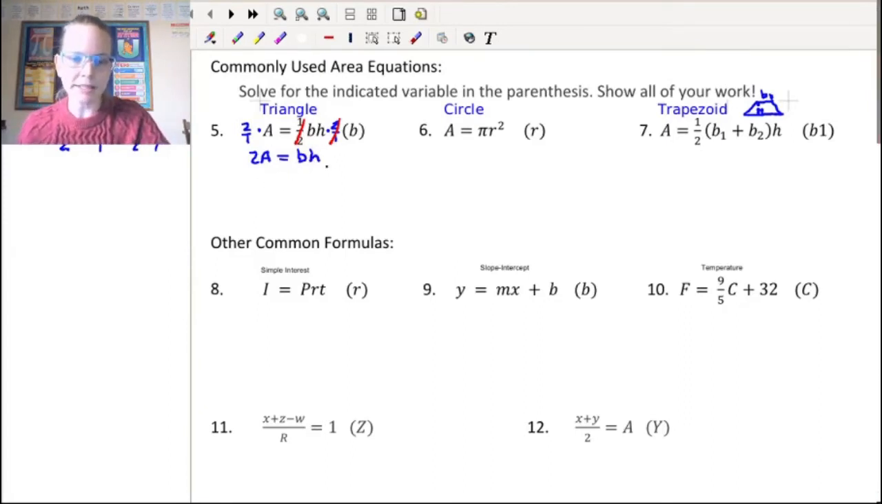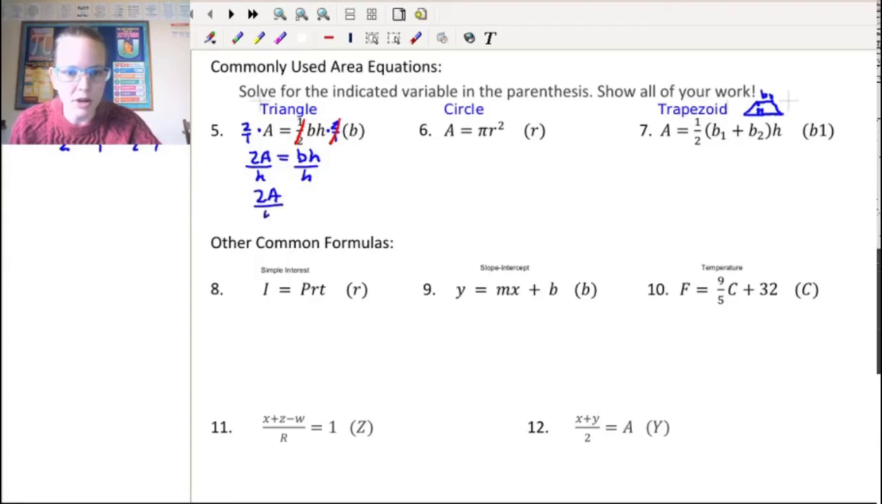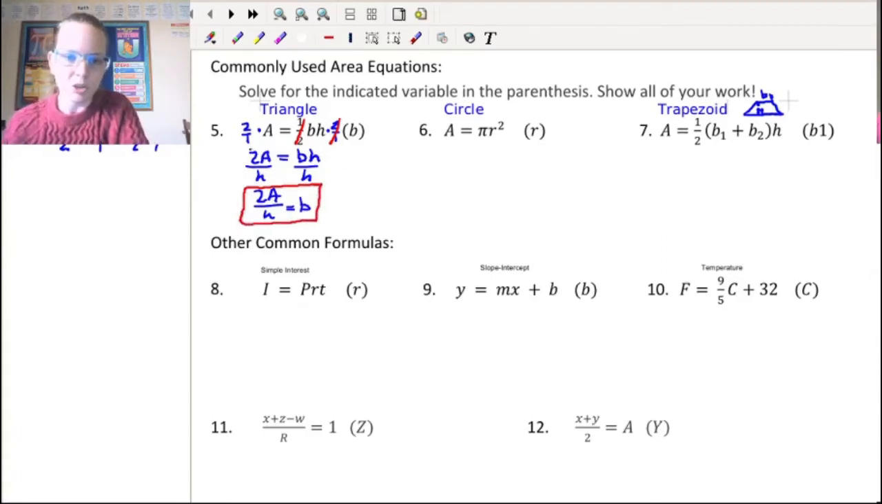Now to get b by itself, I want to divide out the h to the other side. Divide by h, and I'm left with 2a over h equals b. Or you could change those sides and make it b equals 2a over h. Either way is fine. So that's one trick. If you have a fraction that's being multiplied and you want to move it to the other side, multiply both sides by the reciprocal and it will cancel. Saves you a bit of division.